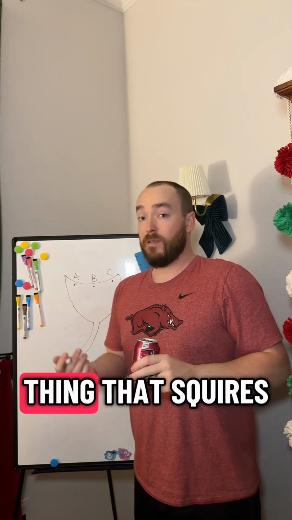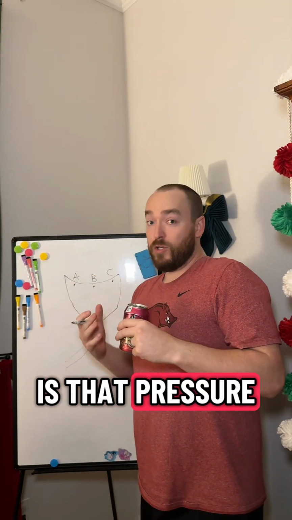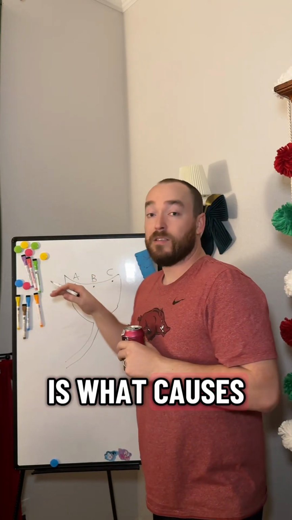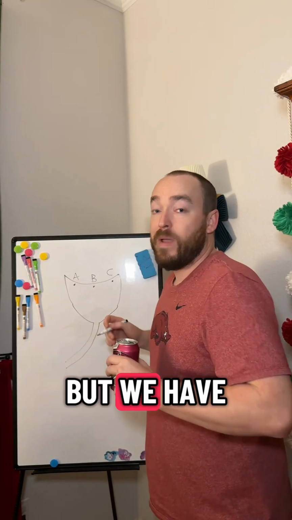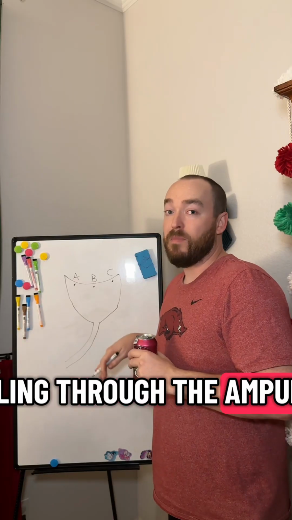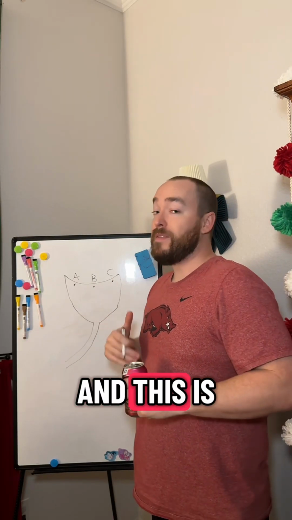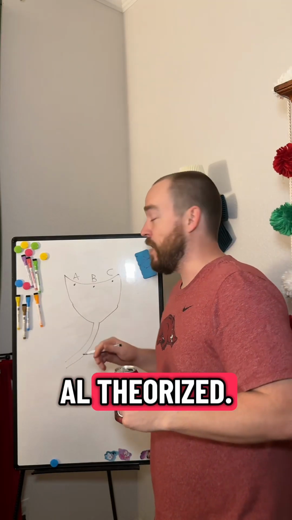One big thing that Squires et al. talks about is that pressure is what causes deflection of the cupula, but we have to wonder, if we've got otoconia falling through the ampulla, why isn't there immediate pressure causing deflection of the cupula? And this is what Squires et al. theorized.